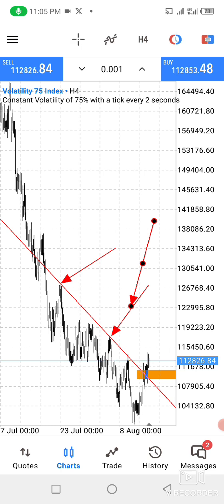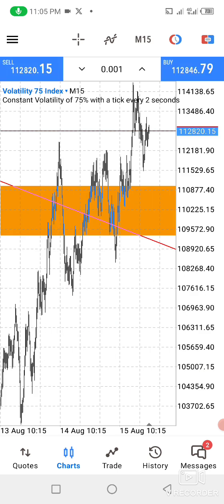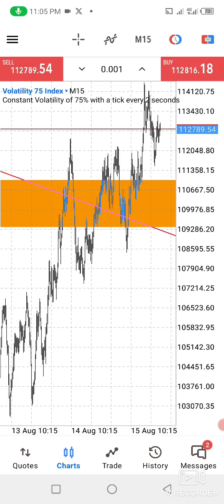Okay, so we go back to the 15 minutes time frame. So when we go back to the 15 minutes time frame, remember our trend line. Remember that our trend line is intact. So when price came to that trend line, it broke it.